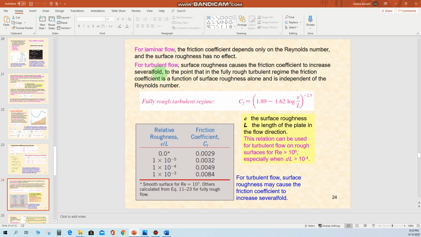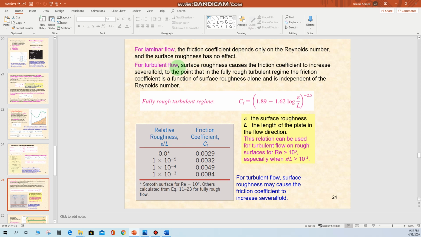Now let us see this one. For laminar flow, the friction coefficient depends only on the Reynolds number and the surface roughness has no effect. So if you are dealing with laminar flow, then the friction coefficient only depends on the Reynolds number and surface roughness will have no effect.